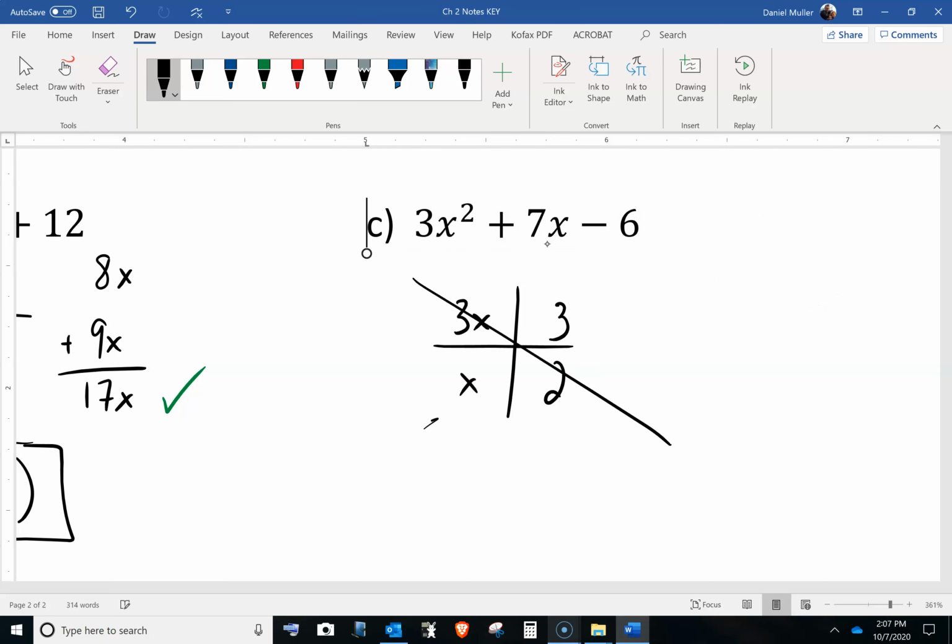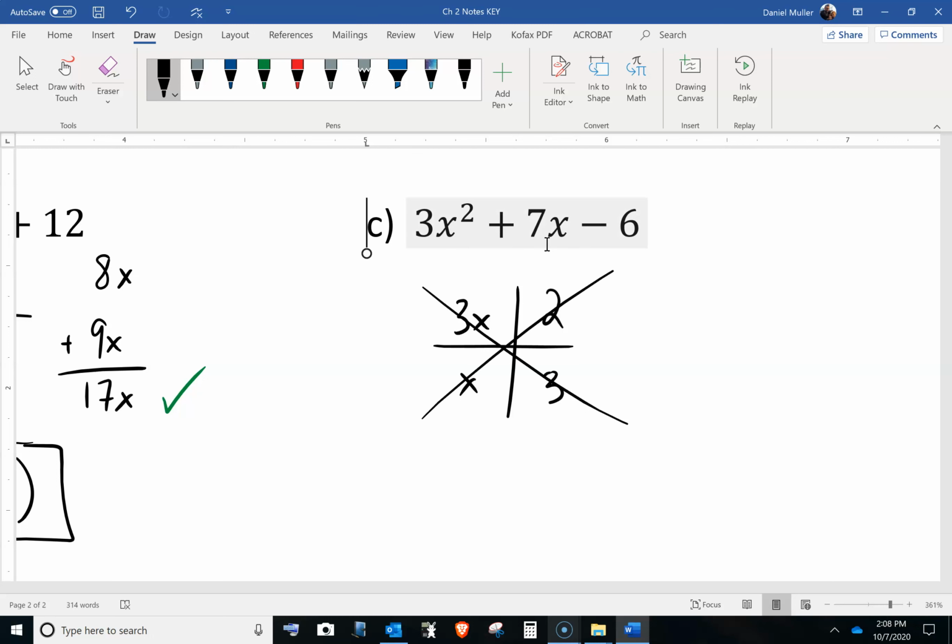Diagonal is 6 and 3. 6 and 3 will get me 9. Nope, that's not what I want. So I'm not going to do that. I'll try putting the 3 down here. 9 and 2. 9 plus 2 is 11.